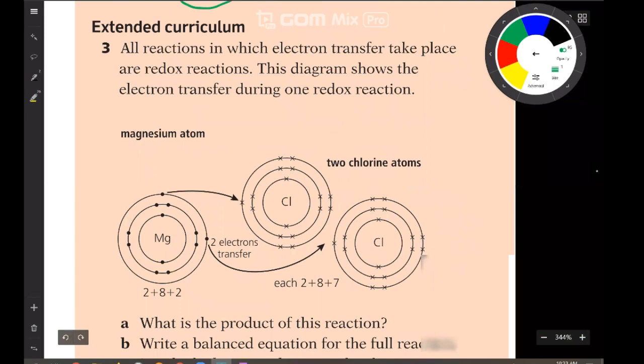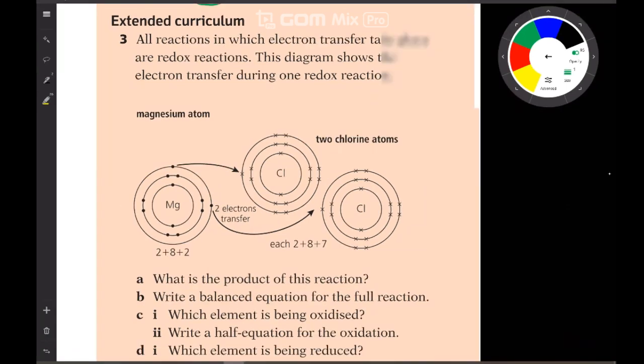The question number 3 is a very good question. All reactions in which electron transfer take place are redox reactions. This diagram shows the electron transfer during one redox reaction. So what do you have here? Here you have the magnesium atom, and the electron configuration of the magnesium atom is written here: 2, 8, 2. You have 2 electrons in the first energy layer, 8 in the second one, and in the valence layer you have 2 electrons.